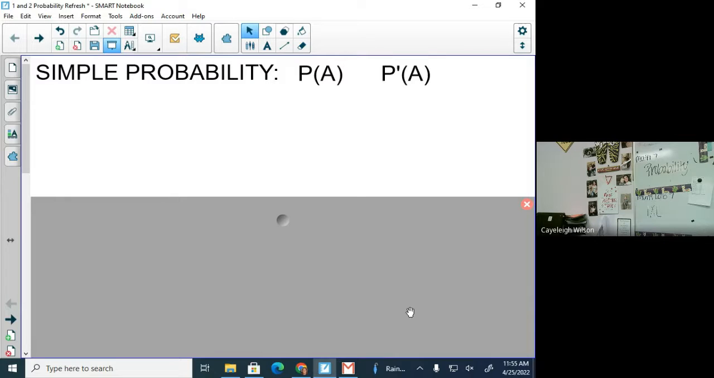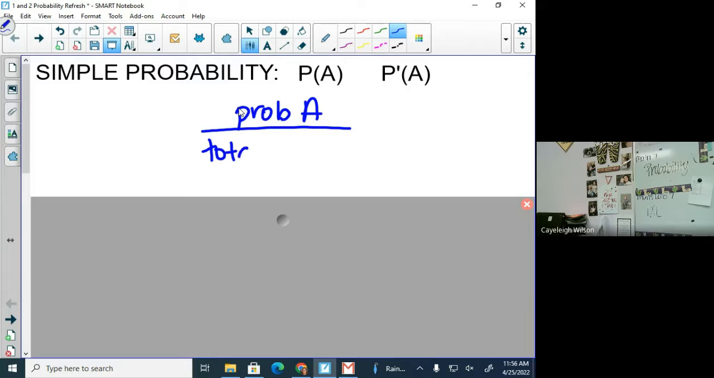Simple probability. Okay. So on your paper, this is where you're going to take some notes, if you need some notes, and answer some questions because I didn't have an actual paper for this. So simple probability, there's 2 types. There's like, what is the probability of getting a green magnet, or what is the probability of not getting a green magnet? And that's the difference up here. So to find probability, it's the thing that's going to happen, the probability of event A happening out of the total outcomes.